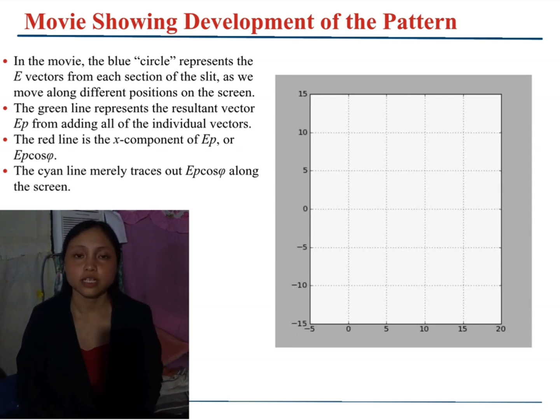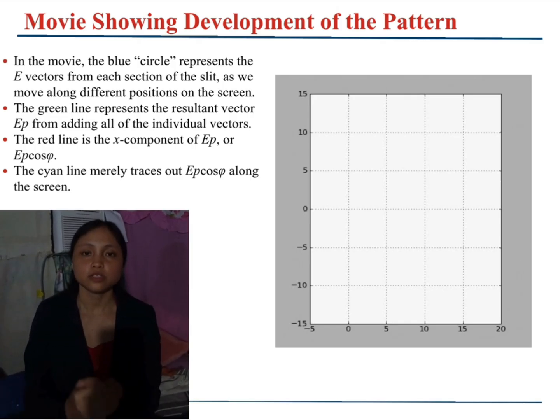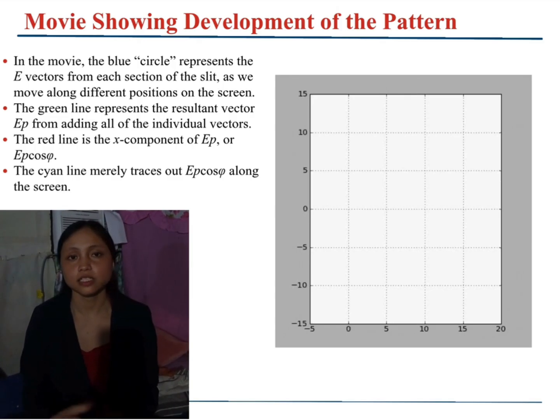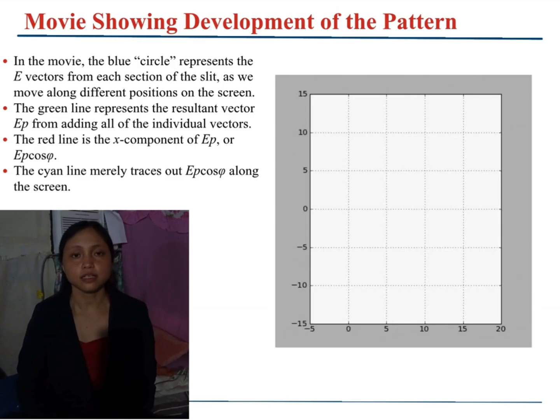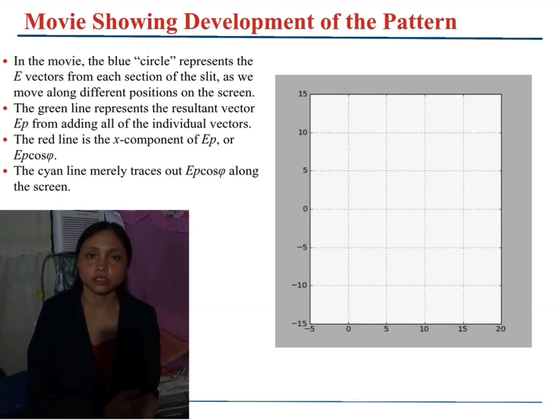When vectors add together constructively, the intensity becomes large. When vectors partially or completely cancel each other, the intensity decreases. This vector approach provides a visual understanding of how diffraction patterns emerge.